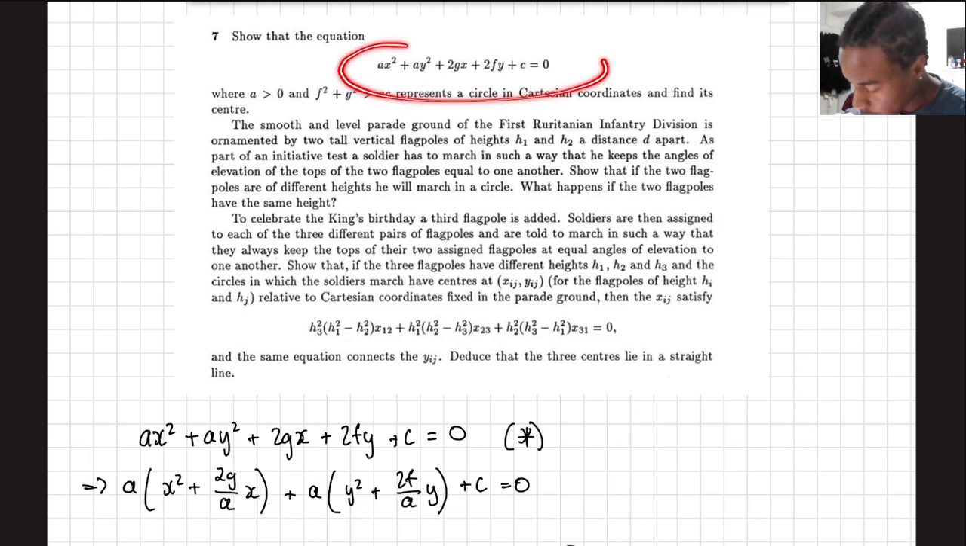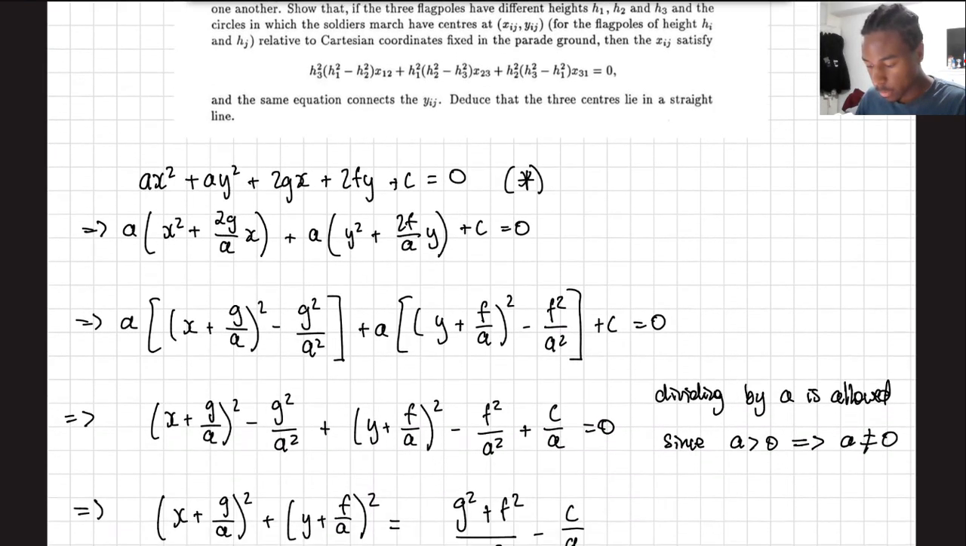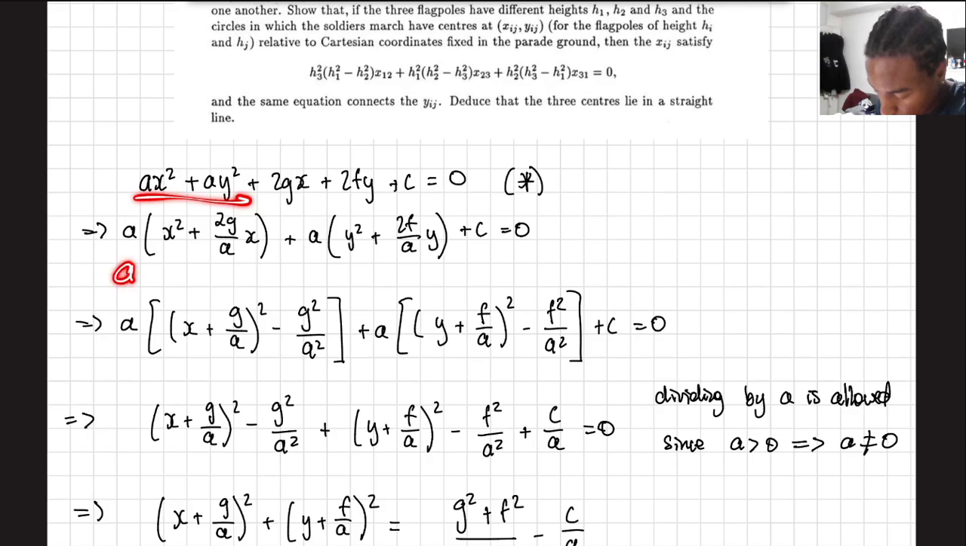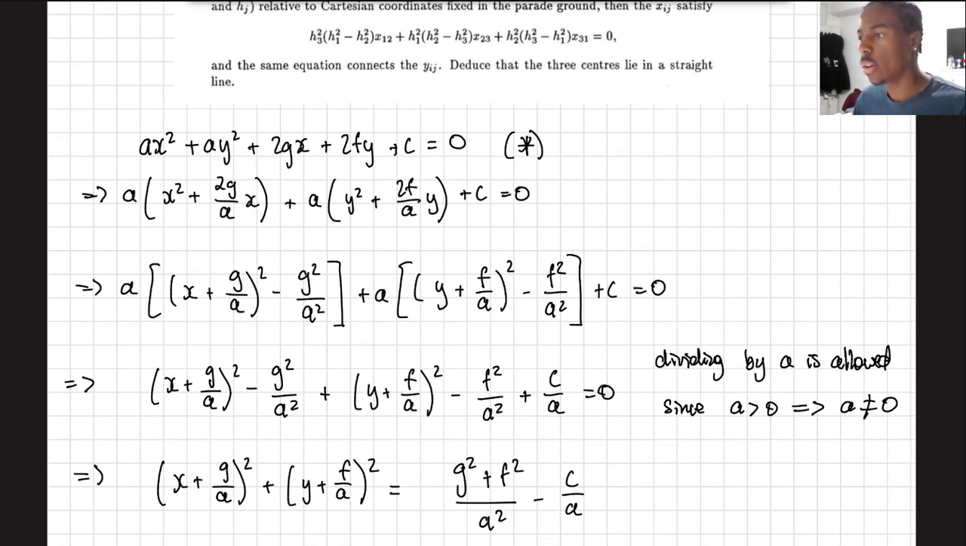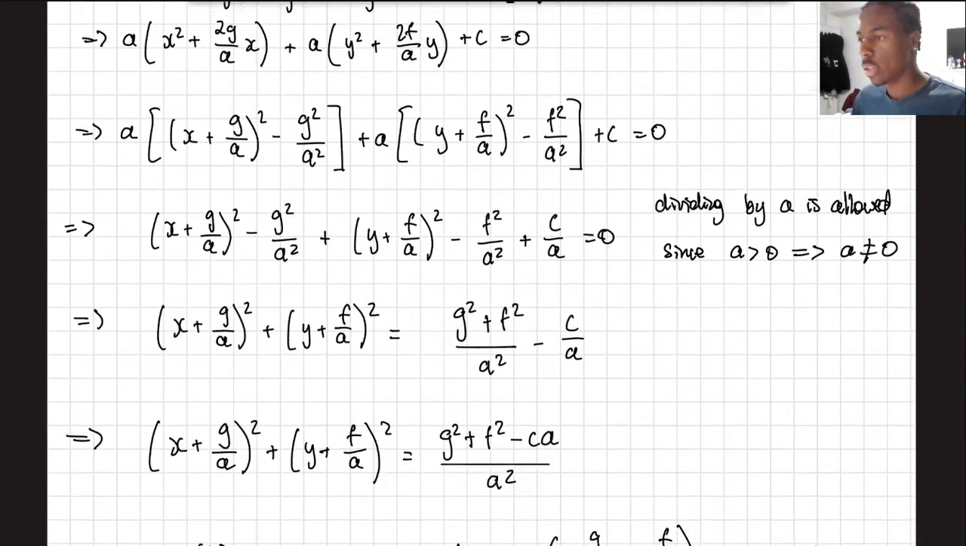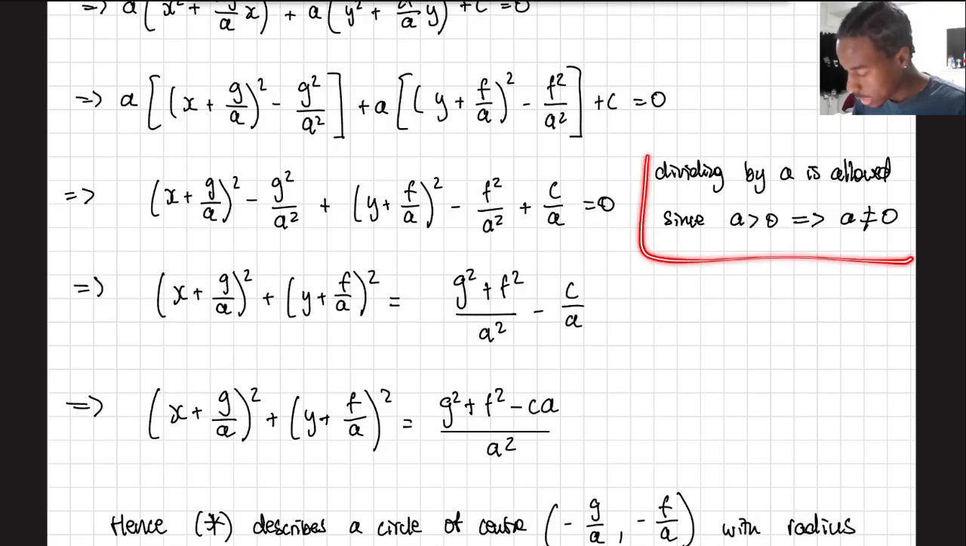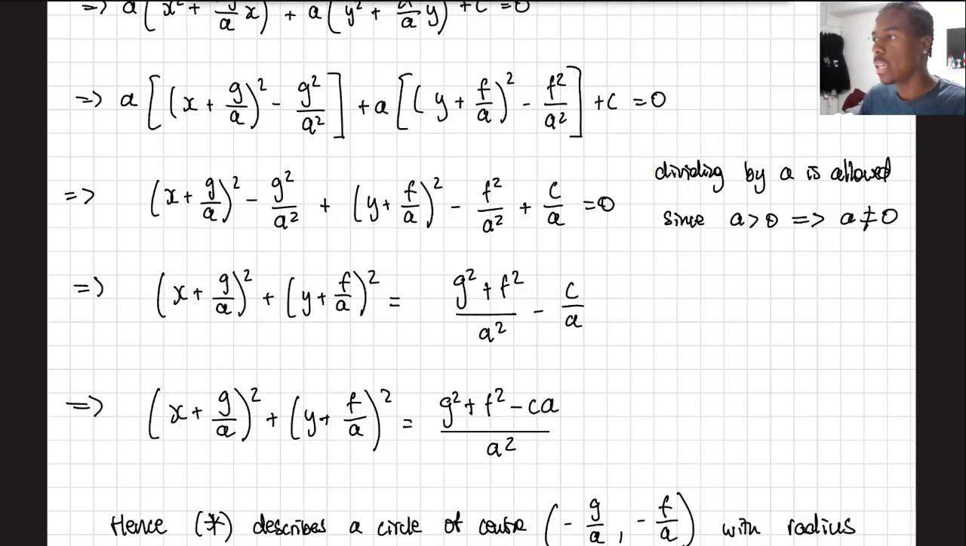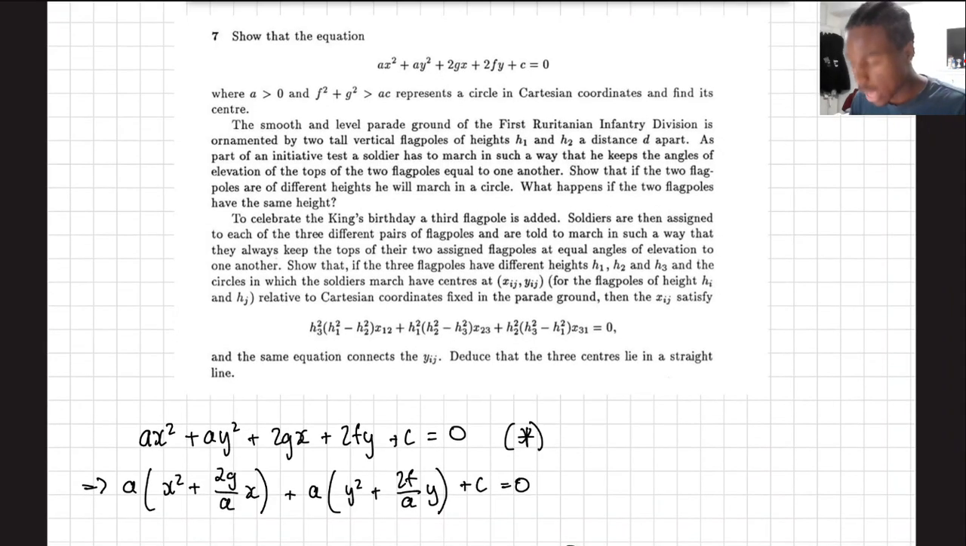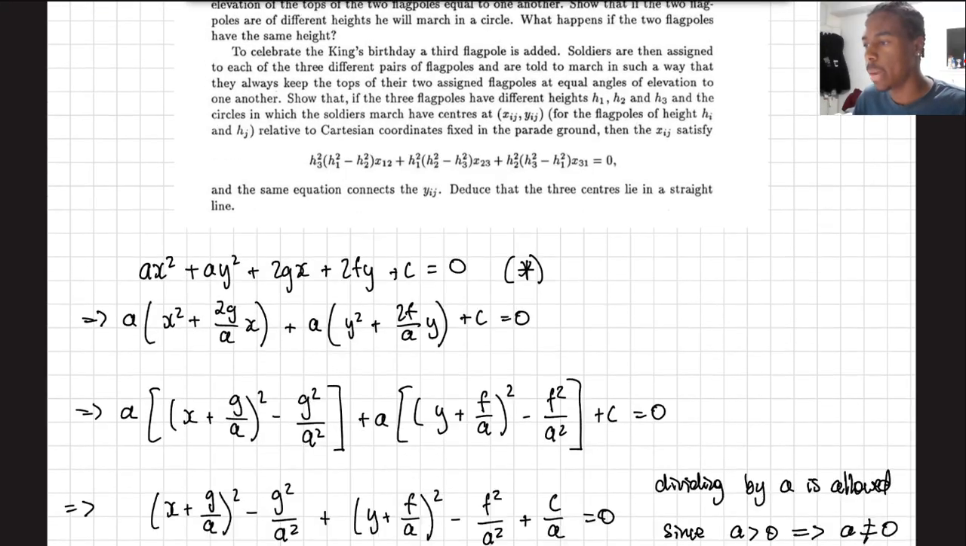Okay, the first part is, I think, fairly fine. So all you need to do is factorize out this a here, and then we just complete the square on both of these brackets. Okay, and the keynote here is that dividing by a is allowed since we're given in the question that a is greater than 0. Therefore, a is not 0, which means that we can divide by a.